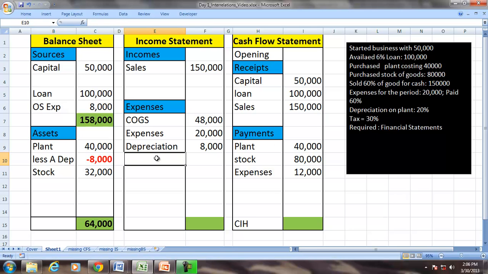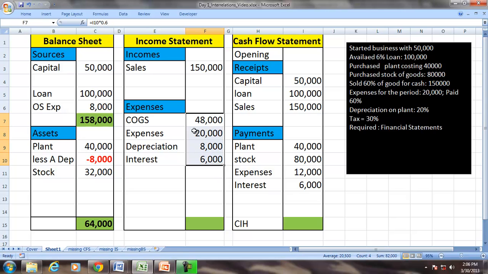No other information is given, but interest has to be shown because of the accrual principle. So interest is 6%, 0.06, and let us assume that you pay the interest. So interest is an expense, an outflow of money. If interest is not paid, it will appear as an outstanding interest on the balance sheet.